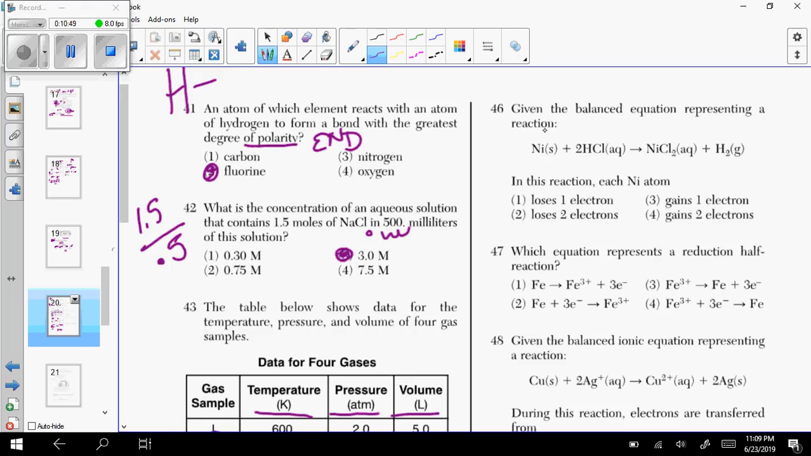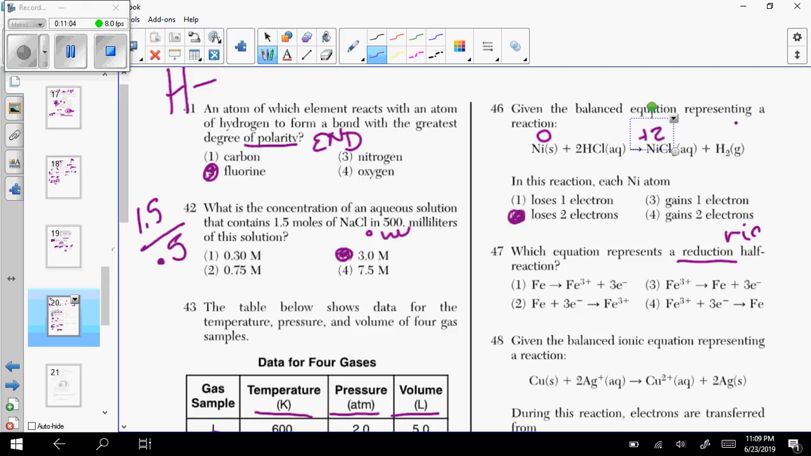Given the balanced equation representing a reaction, in this reaction, each Ni atom, all right, we have to figure out what it gains or loses. So it starts off at 0, and over here it's a +2. So to go from 0 to a +2, it has lost 2 electrons. Lose 2 negatives and you will be positive.